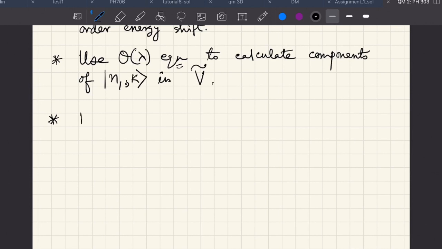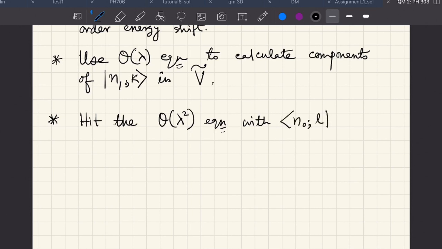And then you hit the order lambda square equation with n0l from the left side to determine the second order correction.